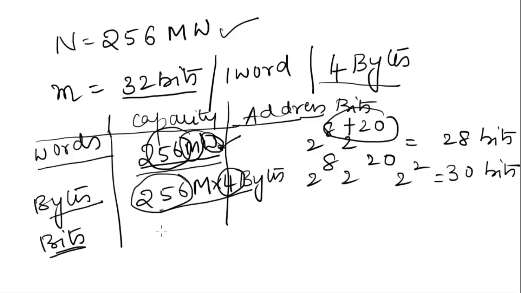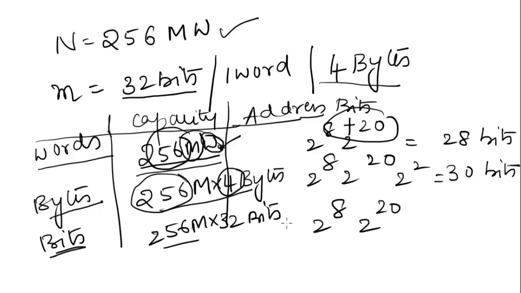Similarly in terms of bits, 256 M, and one word is capable of storing how many bits? 32 bits. So M into 32 bits. So 256 can be represented as 2 power 8, M can be represented as 2 power 20 and 32 can be represented as 2 power 5. 8 plus 20 plus 5, 33 bits are required. Yes, it will be 33 bits.